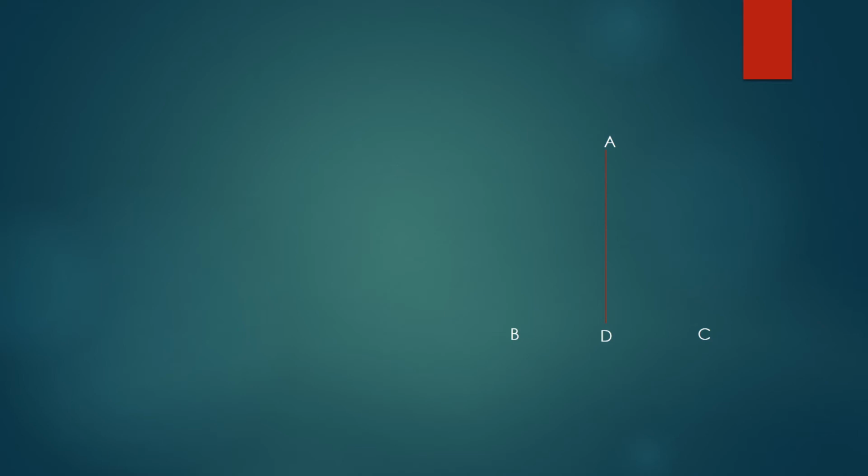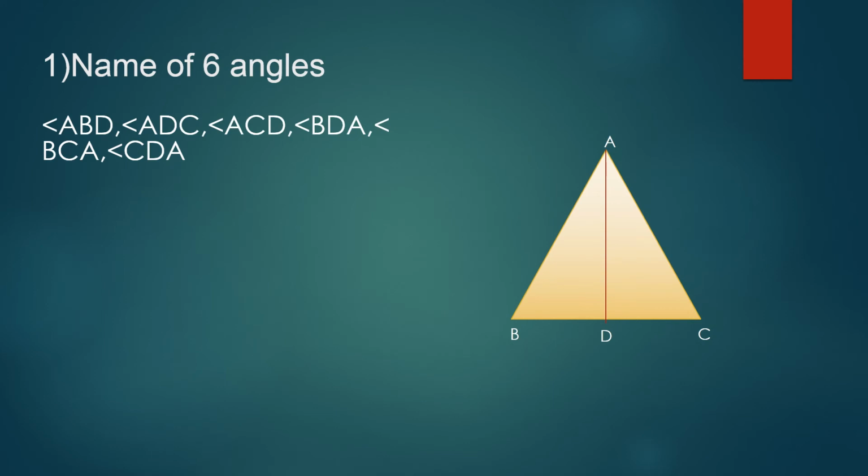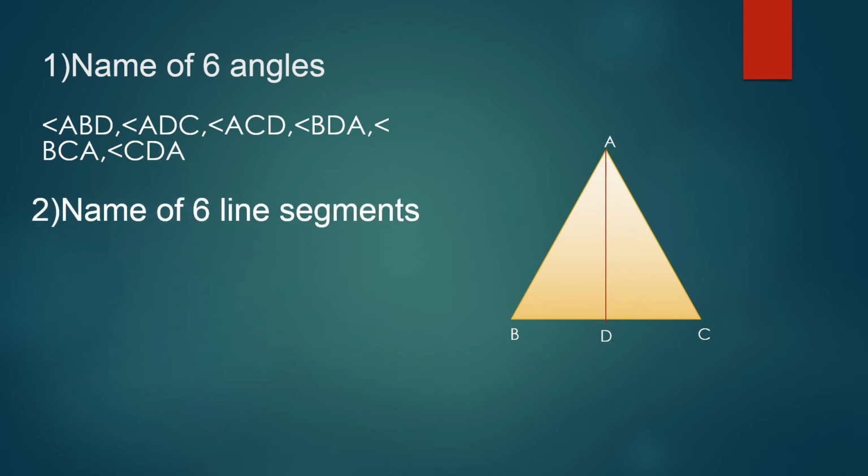Let us do a question. Look at the figure. It is a triangle named ABC, which is divided by a line into 2 parts. Now you have to name 6 angles present in this figure. Also write down the name of the 6 line segments.